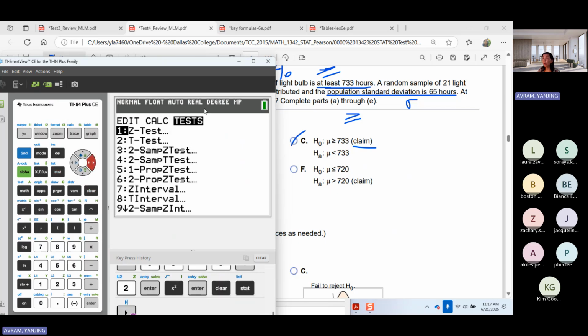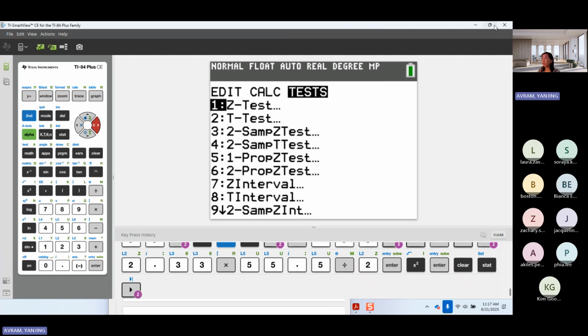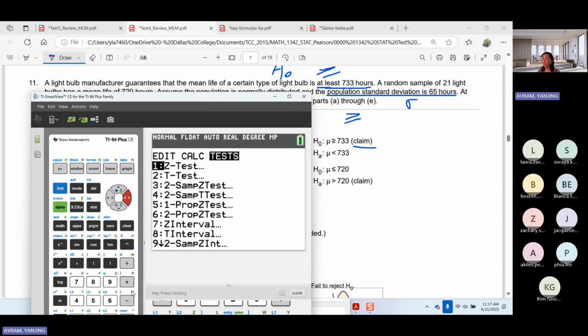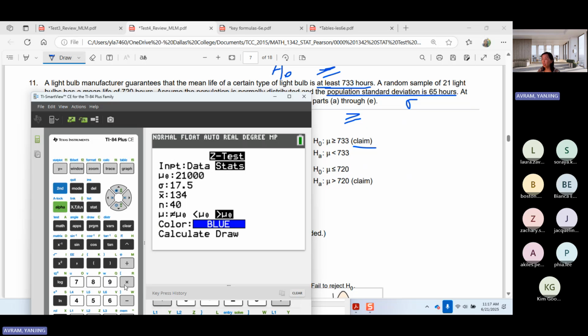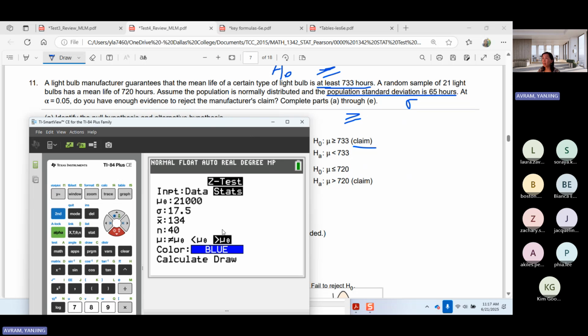All right, this is a hypothesis test, right? And as I mentioned earlier, we know the population standard deviation, so this one will be Z test. Okay, this is not an interval, but a hypothesis test. So we're going to use the Z test, and then we hit enter. And then we have to input this statement in here. How much is my mu, which is my mean here, right?